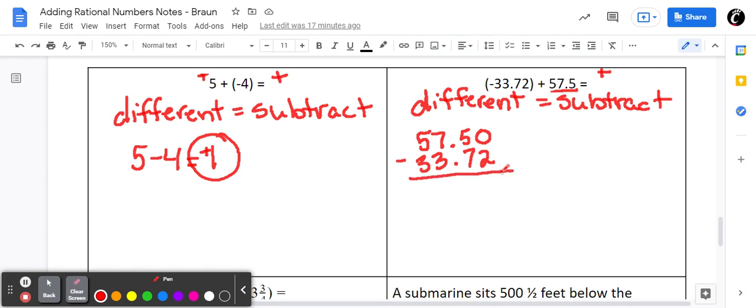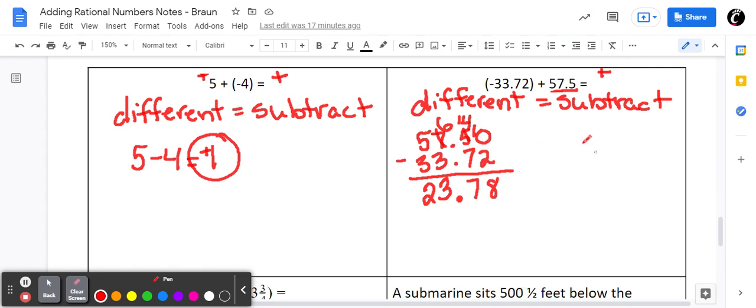Remember, anytime you add or subtract and you have decimals, you need to make sure you're lining up your decimal points. Okay, so now when I go to subtract, I can't take 2 from 0, so I do have to borrow. 10 minus 2 is just 8. I can't take 7 from 4, so I'm going to make that 14 and borrow again. 14 minus 7 is 7. Just bring down my decimal point. 6 minus 3 is 3, and 5 minus 3 is 2. So my answer, I get 23 and 78 hundredths.